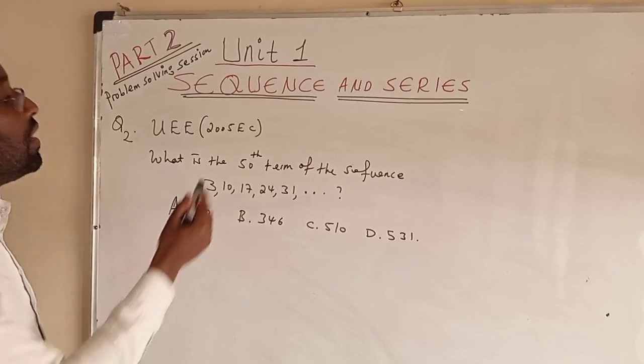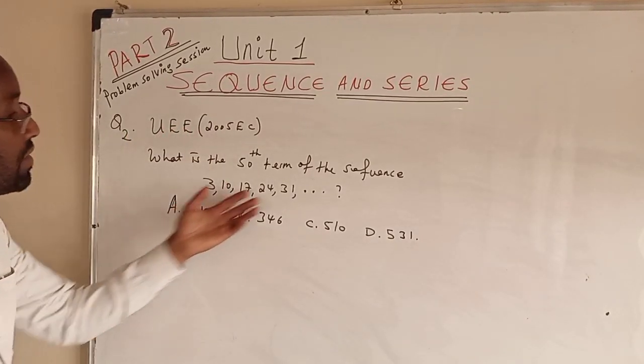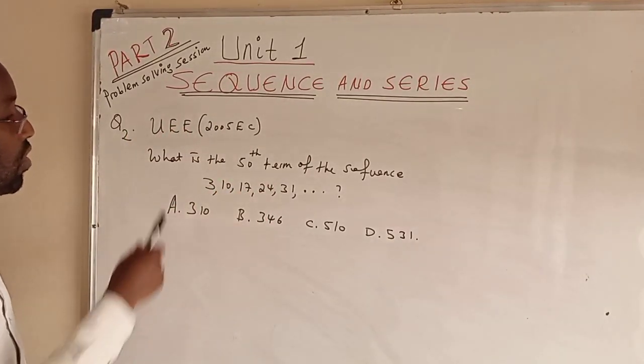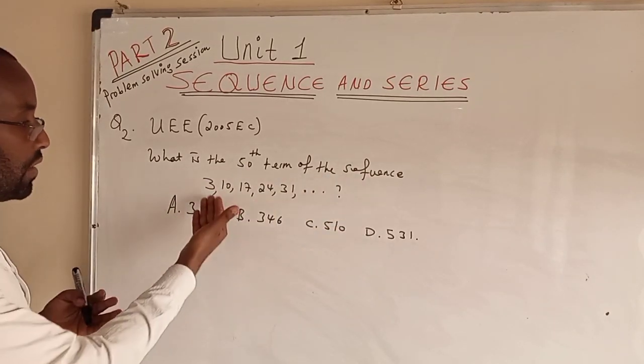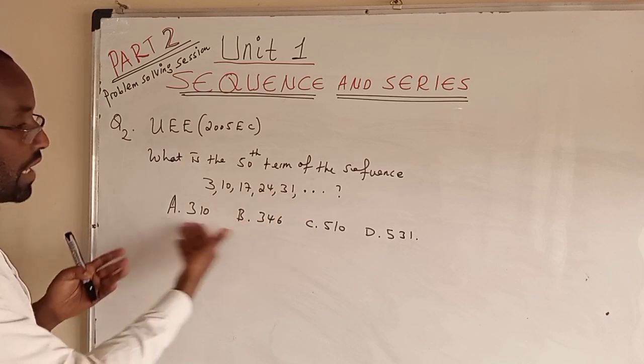All right, this is the second question, number 2, which is from the Ethiopian University entrance examination, 2005. Now what the problem is: what is the 50th term of the sequence? You are given this sequence, and choices are given.